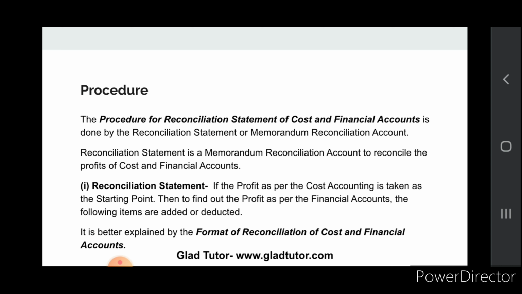Now come to the procedure of reconciliation of cost and financial account. The procedure is done by the reconciliation statement or the memorandum reconciliation account. The reconciliation statement is a memorandum reconciliation account to reconcile the profit of cost and financial account. So we will firstly talk about the reconciliation statement. If the profit as per the cost accounting is taken as the starting point, then we have to find out the profit as per the financial account. So there are the following kinds of items which are added or deducted.